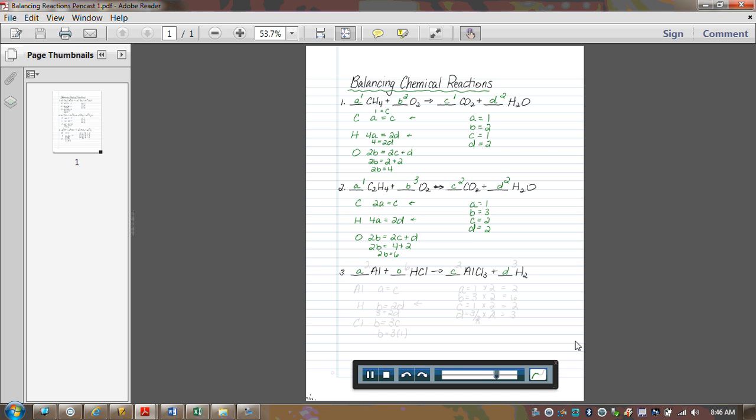So I make my A, B, C, and D. I make my list of elements. So I have aluminum, I have hydrogen, I have chlorine. In A we have 1 aluminum, so I'll say A, and then I yield sign, and then there's 1 aluminum in C. For hydrogen, there's 1 in B, and there's 2 in D. And for chlorine, there's 1 in B and 3 in C.